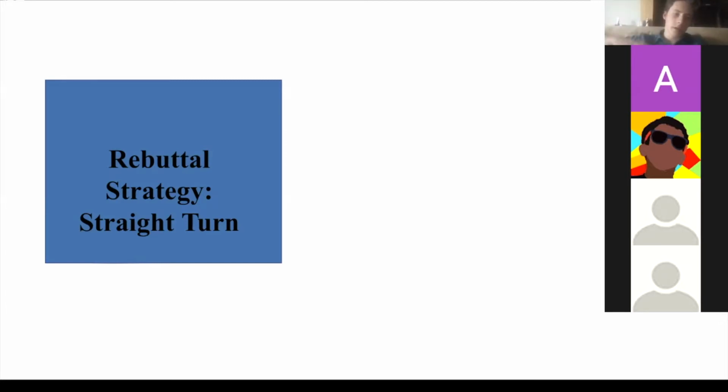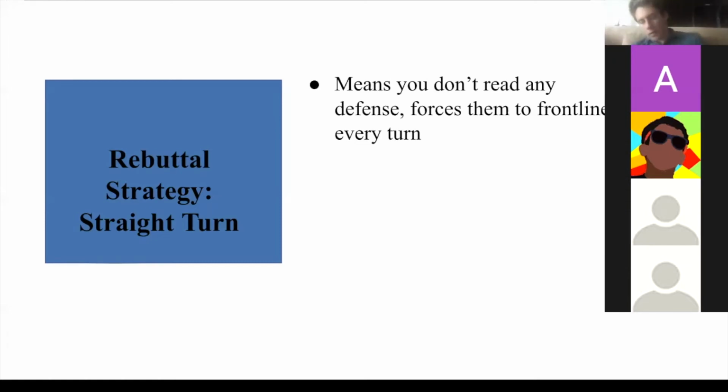All right, so let's get into the rebuttal strategies that teams pursue. The first one is the straight turn. First of all, we'll talk about what this is. It means that you're reading turns and you don't read any defense that they can then concede that kicks them out of the turns. As I explained previously, the way that you get out of turns in a normal scenario is you just concede the defense that gets read on a contention, and then that will allow you to not have to respond to all of those turns.